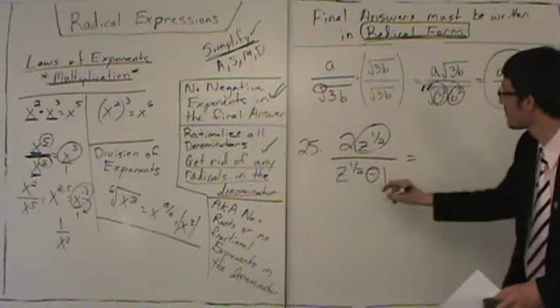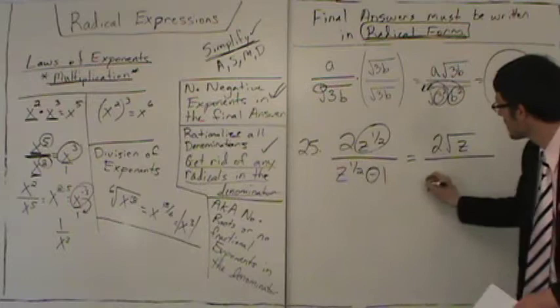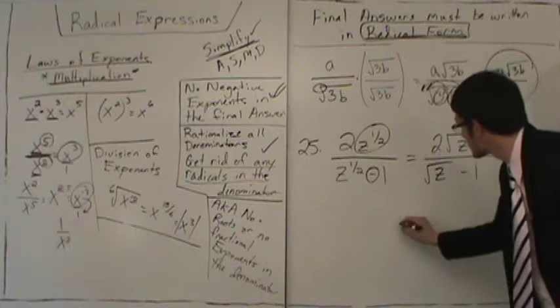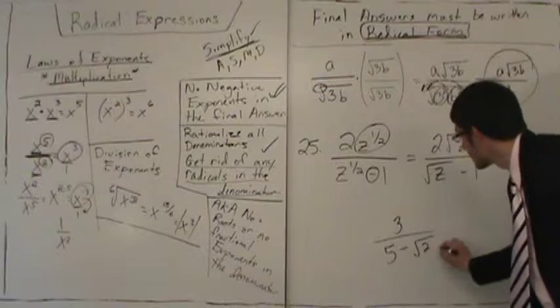Now, let's go ahead and convert this to radical form, and you will immediately see something that looks recognizable. So let's take z to the 1/2 and convert this to radical. We end up with 2 root z over, down here we have the root of z subtract 1. Notice, this looks awfully familiar to the examples in the previous videos where we had 3 over 5 minus the root of 2. Notice we had a radical in the denominator and we had subtraction or addition.